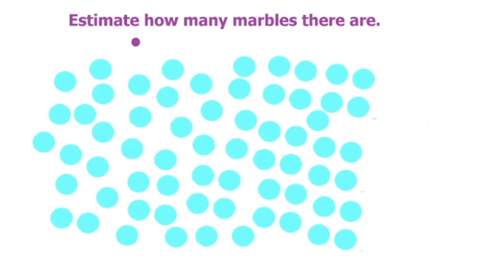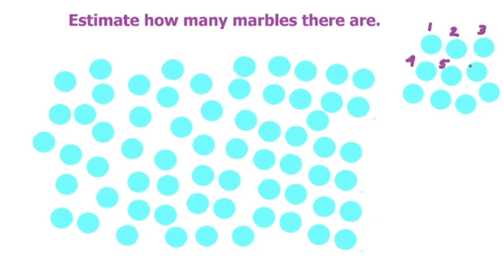And the way to do these types of problems is to look at a smaller set of marbles. So here we have 10 marbles, okay? And let's count them just to be sure. So this is 1, 2, 3, 4, 5, 6, 7, 8, 9, and 10.